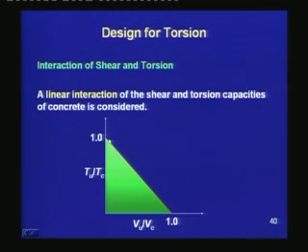A straight line is joined from the value of 1, where Tu is equal to Tc, to a value where Vu is equal to Vc. Thus, the two extreme points correspond to the cases of pure torsion and shear in absence of torsion. When both of them occur, the capacity is reduced along this straight line, and this is a linear interaction. Thus, if the demand is somewhere within this straight line in the green area, then the section will be safe. If the demand lies outside the interaction line, then it will be unsafe.